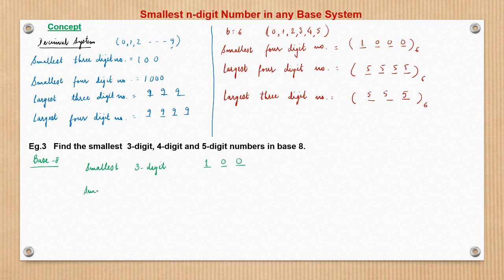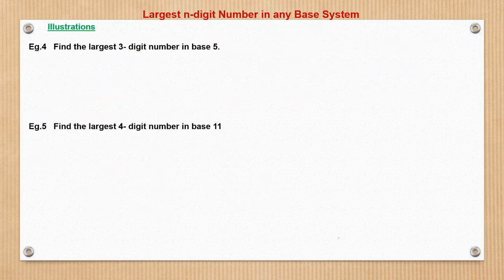The smallest 4-digit number has 4 places. The first digit we cannot leave 0, otherwise this will become a 3-digit number, and in the rest of the places we can put 0. And the smallest 5-digit number in base 8 is nothing but 10000. So pretty simple, nothing complicated here. This way we can solve.